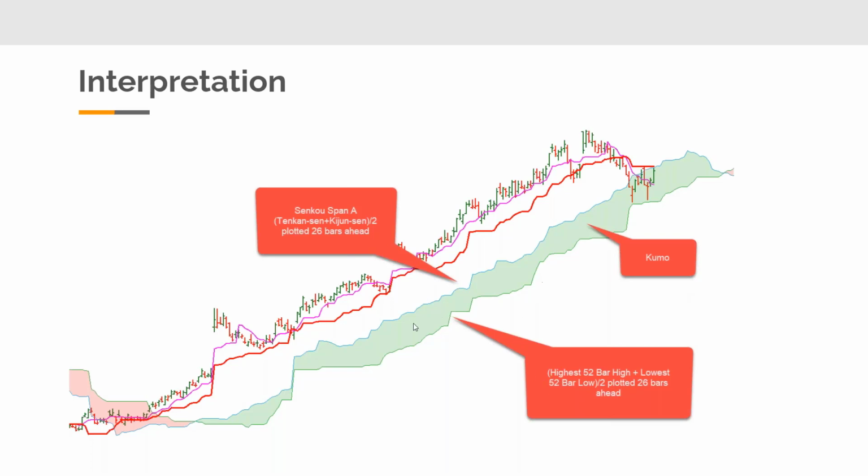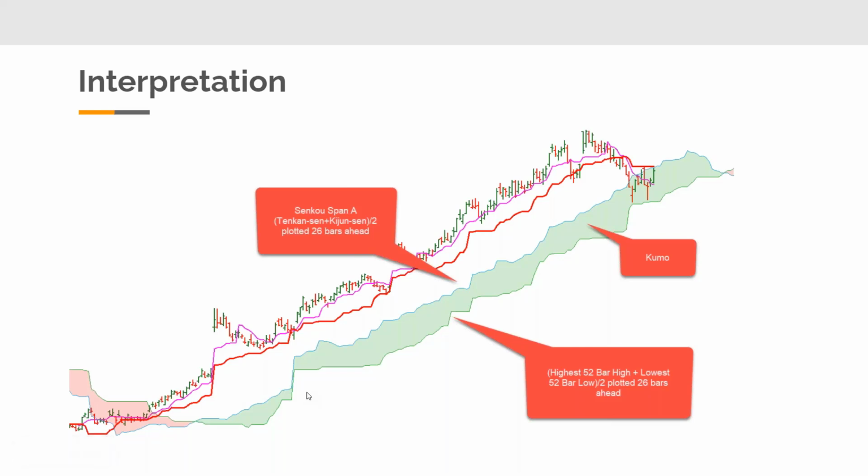If we're talking about the Senkou span B right here, this is the green line, okay? What it does is it takes the highest high for 52 days plus the lowest low for 52 days and divides that by 2 and also shifts that into the future, 26 bars. Okay. Now there's a lot of uses for the Kumo in how you're looking at price. And I've got them all itemized here.